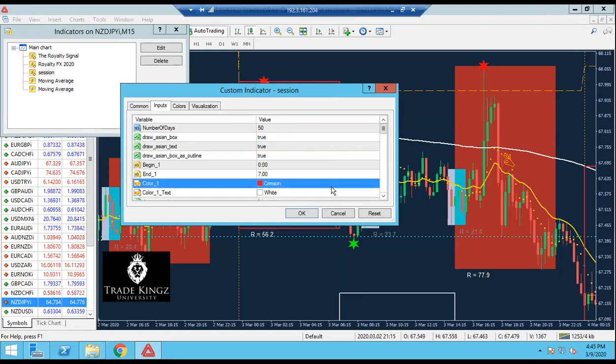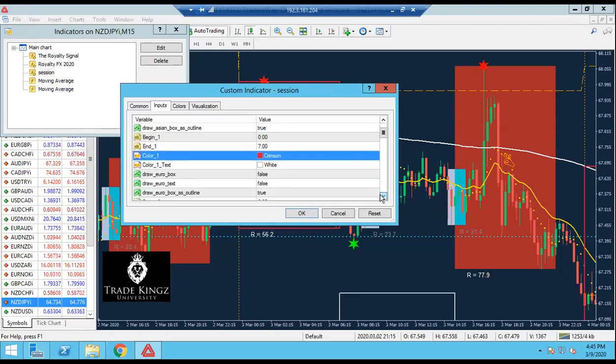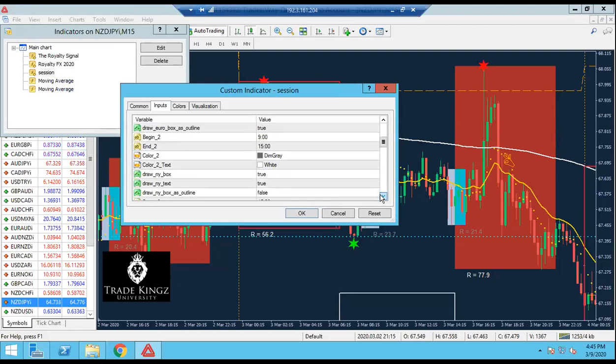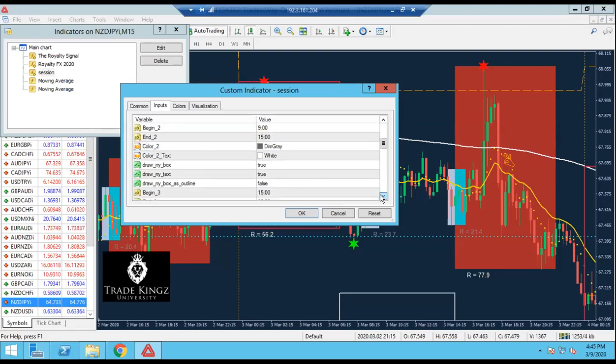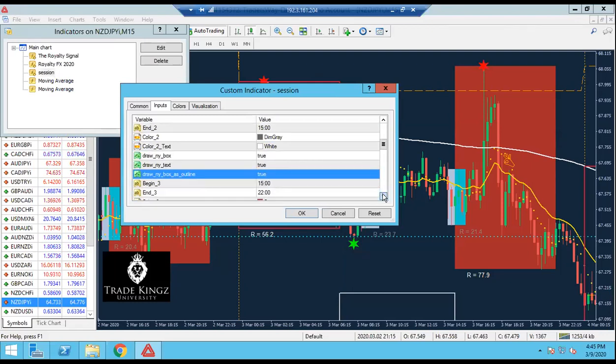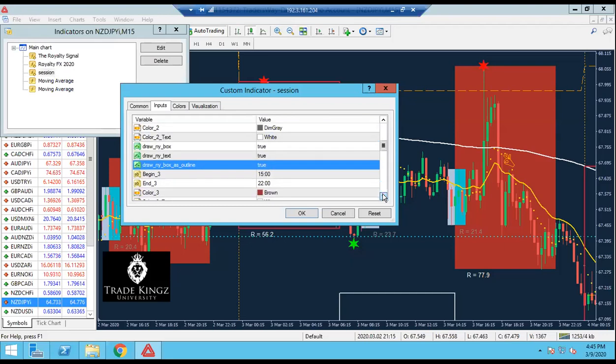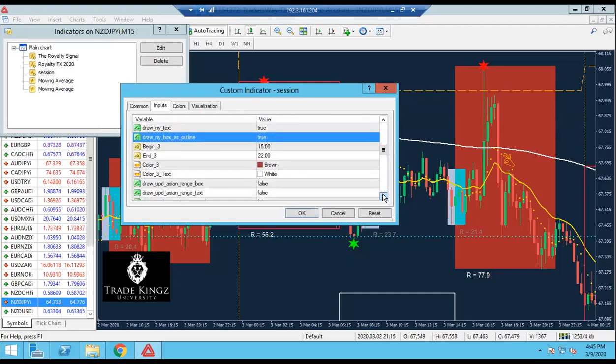I colored that as crimson. The stop hunt box, I left everything the same. If you want to do the New York box as an outline, you can, so you can see the signals better. That'll be true for the New York box outline.